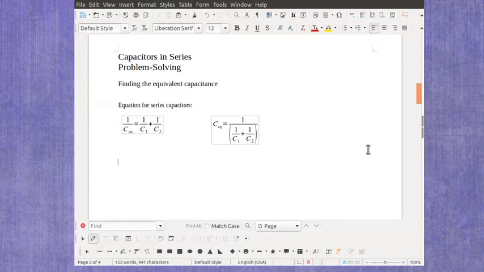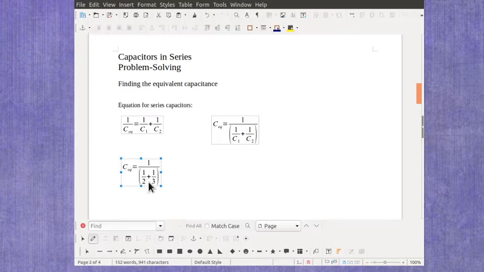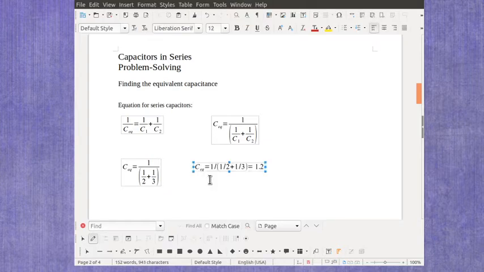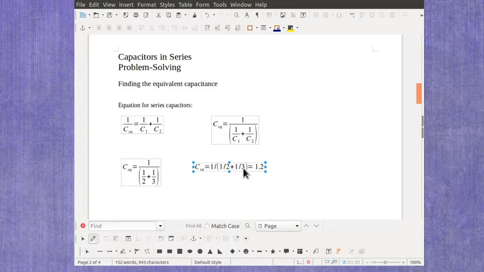Let's go ahead and look at an example calculation to make sure you understand how to work with that. So let's have a 2 farad capacitor and a 3 farad capacitor. When I plug that into the equation, or as it's probably going to look when you plug it into your calculator, 1 over 1 over 2 plus 1 over 3. And that gives me a value of 1.2 farads.